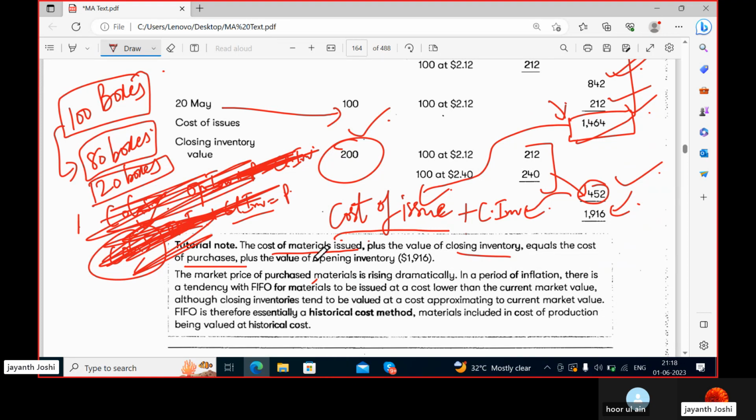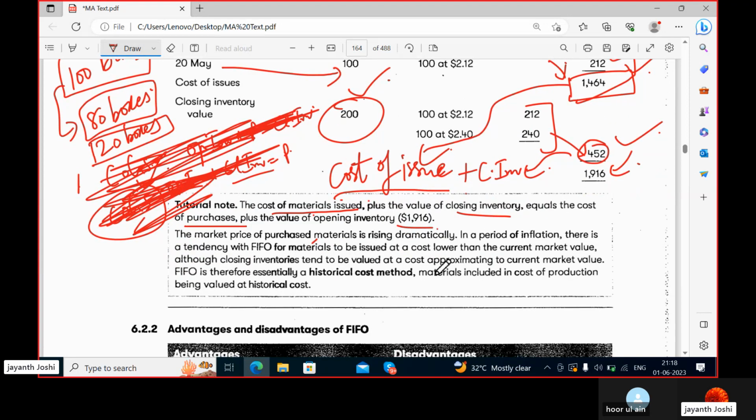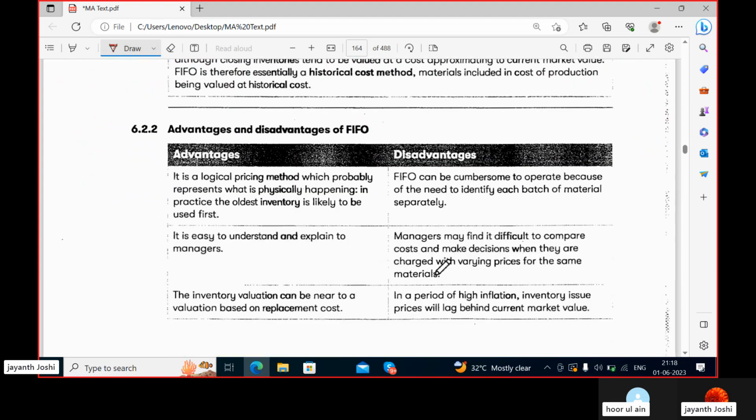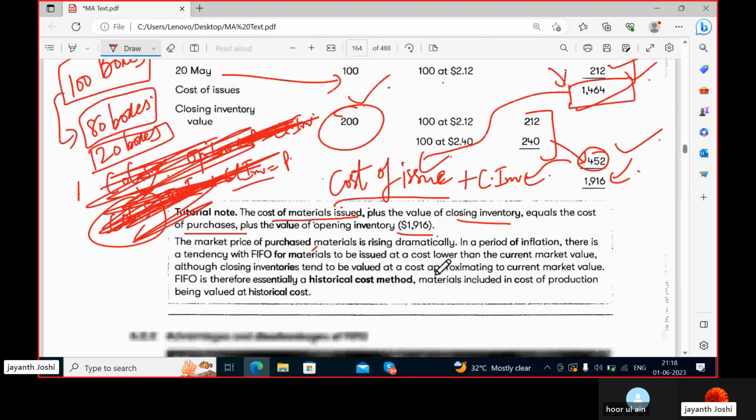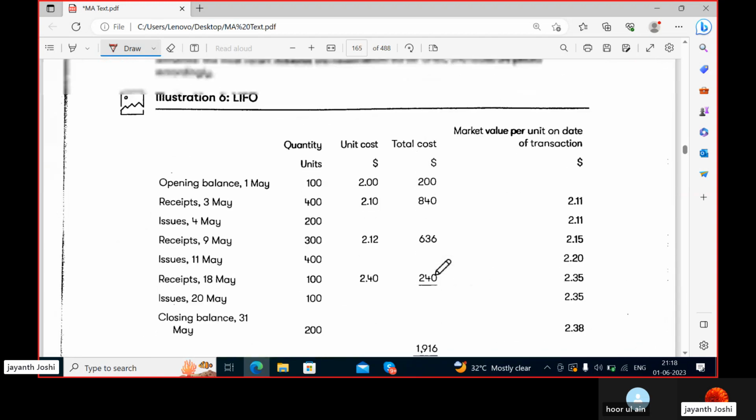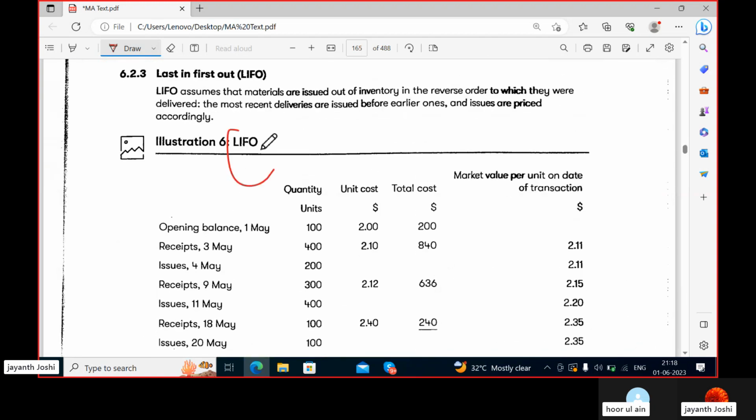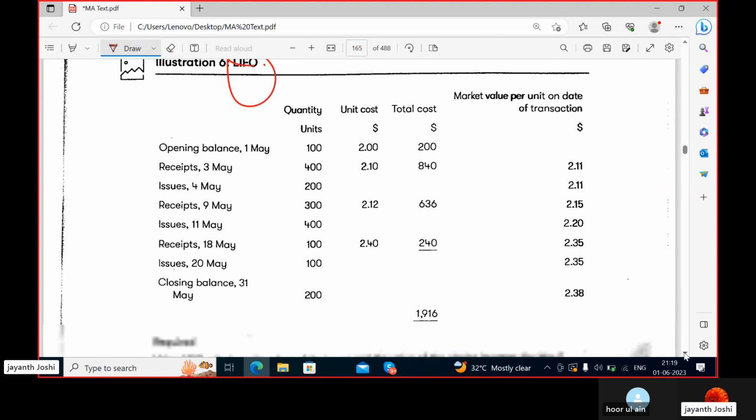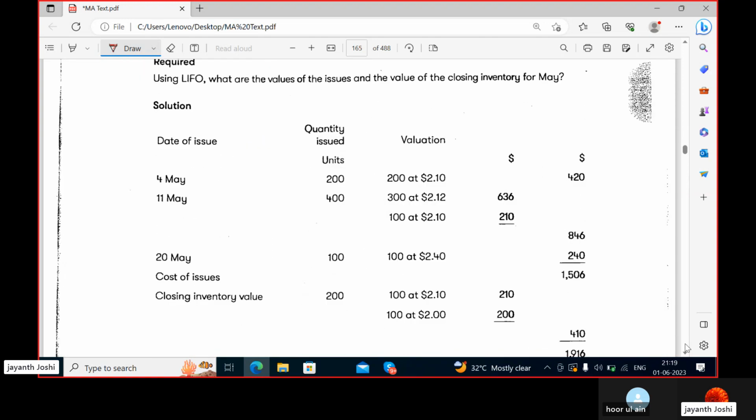So the cost of material issued plus the value of closing inventory equals the cost of purchases plus the value of opening inventory. Now this is the final conclusion. We should not take the market values. I have already told you that we should take only the historical cost. This is the LIFO method. Let us discuss the LIFO method. Last in, first out. What is coming last? You have to sell it first.